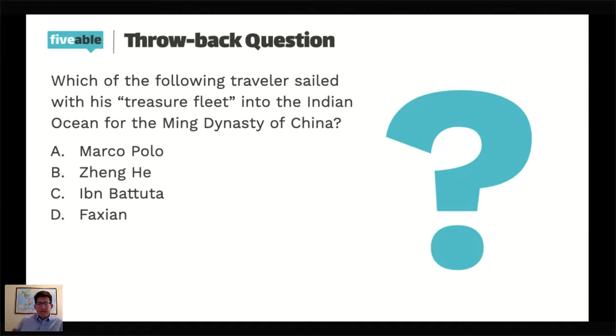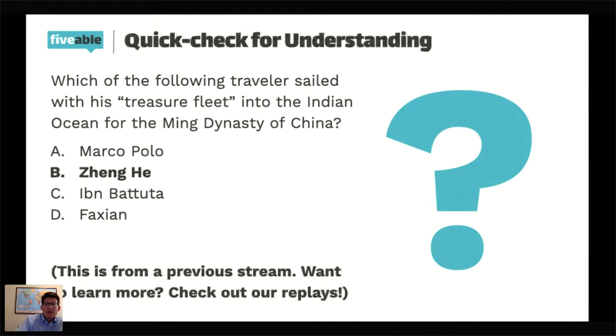And of course, when we get to the big AP exam, right here we're thinking about the treasure fleet of the Ming Dynasty. Zheng He here is who we're talking about. And again, go back and find the stream we did on medieval China. I think it was called China in the Global Middle Ages. That's what we called it. So definitely go back and take a look at that.